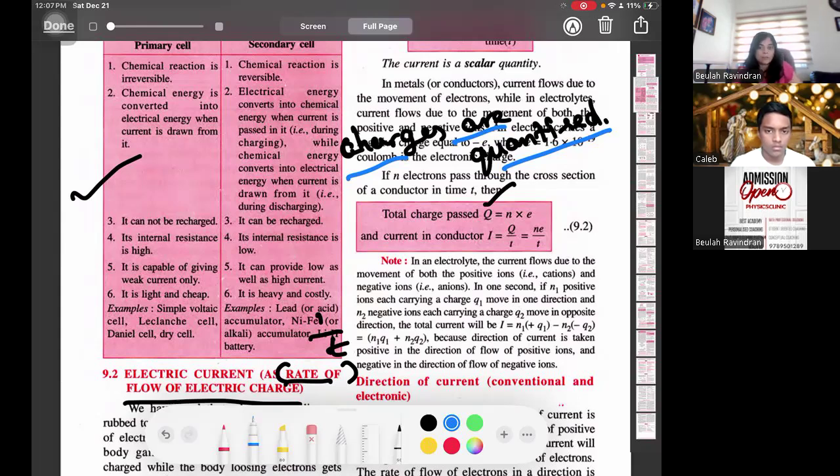Now the charge is also said to be quantized. So how is it said to be quantized? The expression is Q is equal to N times E, where N is the number of charges and E is the charge of an electron, since we are talking only about free electrons here. In static charges also, the charges are quantized.